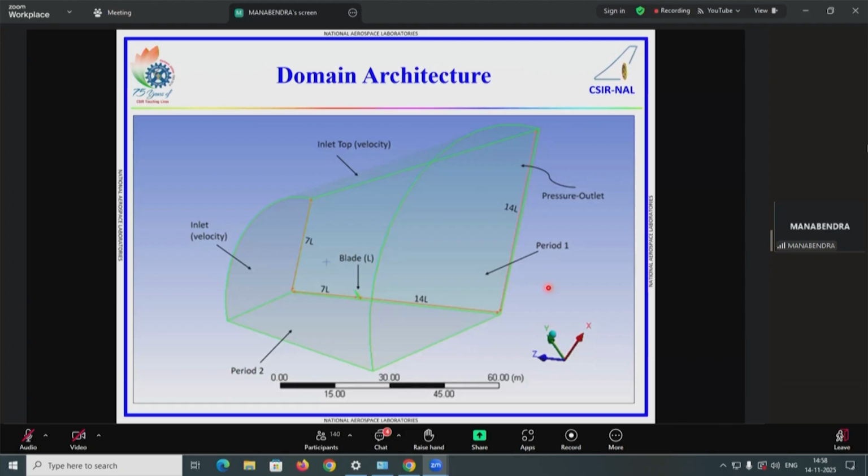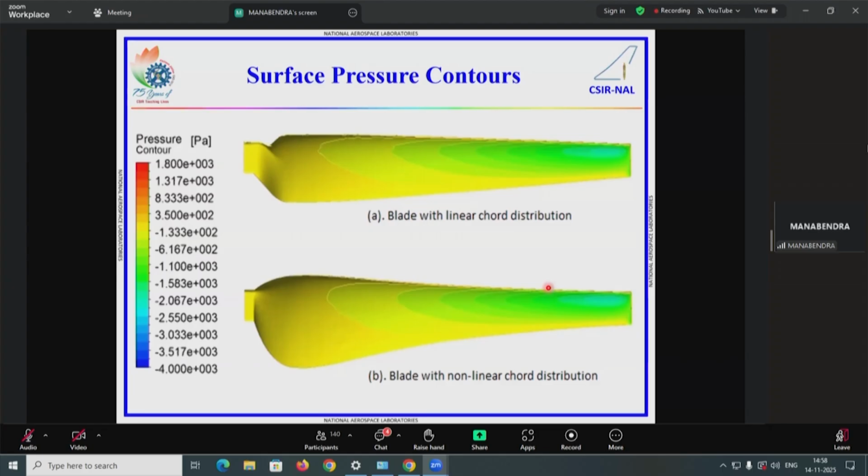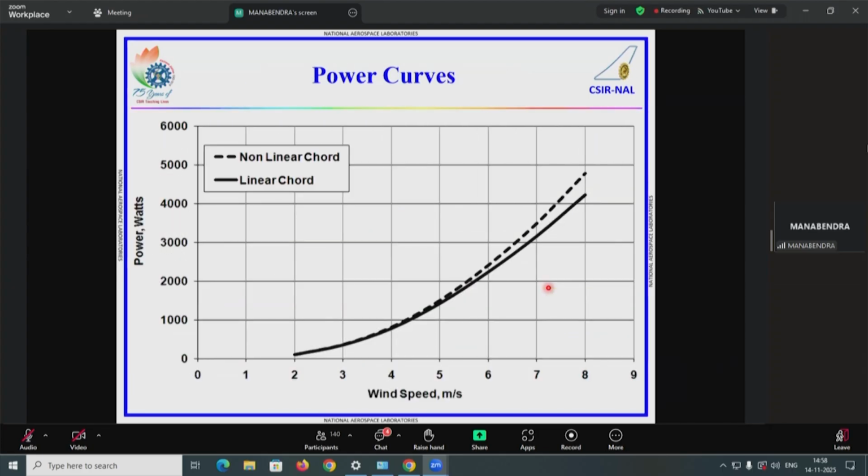So he underwent all these conventional steps in CFD: making the geometry, making the grid, giving the boundary conditions, running the simulations, post-processing the results, and then finally telling us that even if we linearize the chord, it is going to produce less power as compared to a highly aerodynamically efficient blade, but the losses are not very significant.